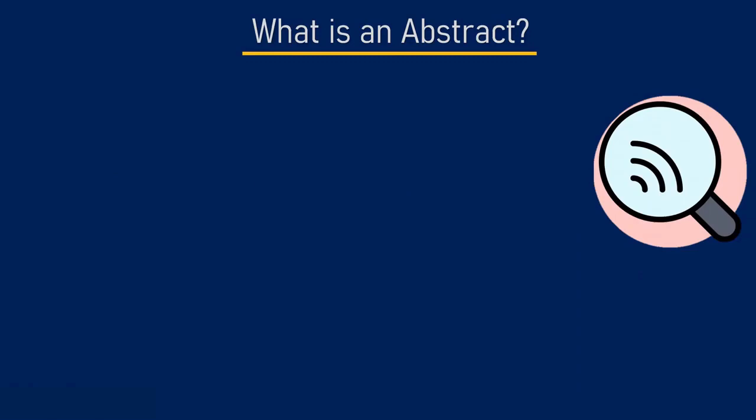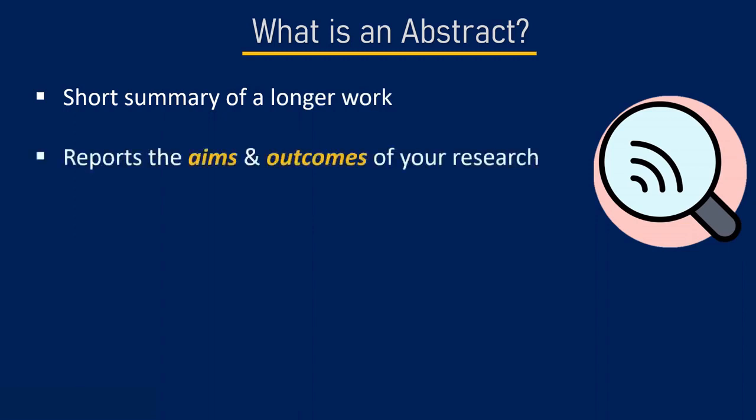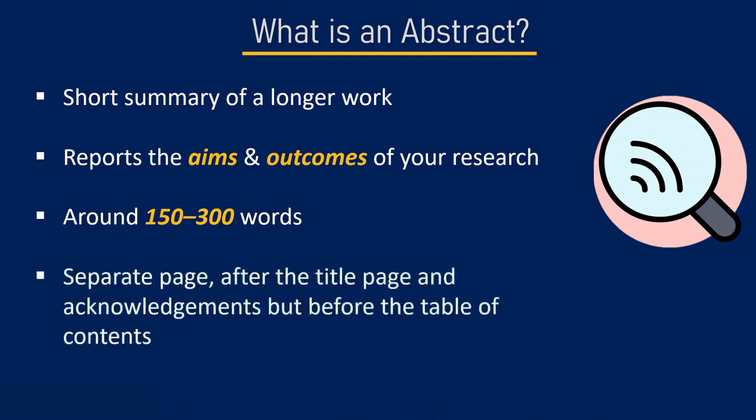What is an abstract? An abstract is a short summary of a longer work such as a dissertation or a research paper. The abstract concisely reports the aims and outcomes of your research so that readers know exactly what the paper is about. An abstract is usually around 150 to 300 words, but there is often a strict word limit, so make sure to check the requirements of the university or journal. In a dissertation or thesis, the abstract is on a separate page after the title page and acknowledgements, but before the table of contents.